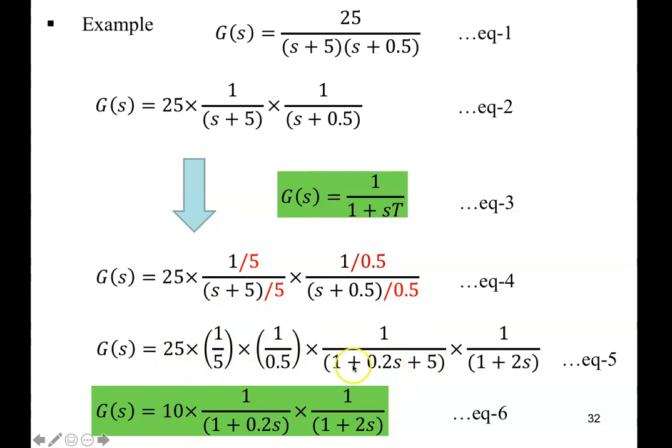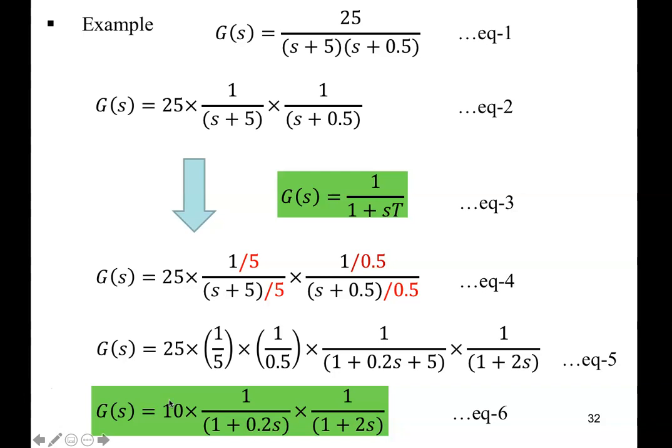Multiplied by this transfer function, 1 over 1 plus 0.2s. Okay, so it's 1 plus 0.2s. This 5 doesn't exist, or should not be there. And then it's 1 over 1 plus 2s. Okay, so I have an overall DC gain of 10 because this is now in the standard first order format. We know the DC gain of that is 1. DC gain of that is also 1. So overall DC gain is what you got left at the front.